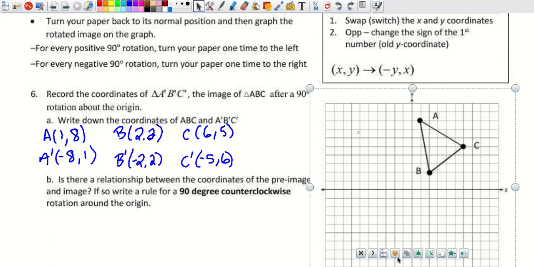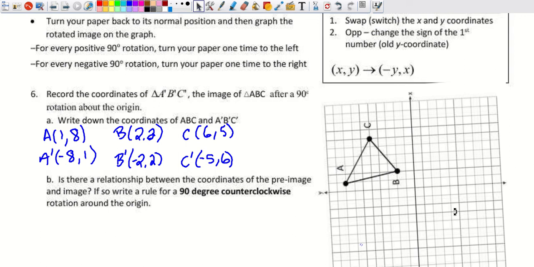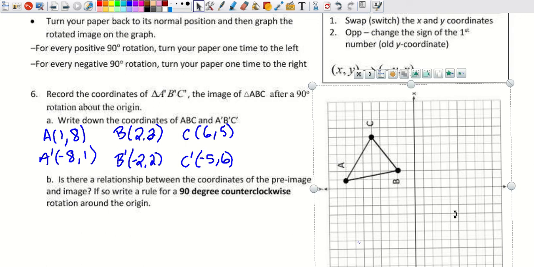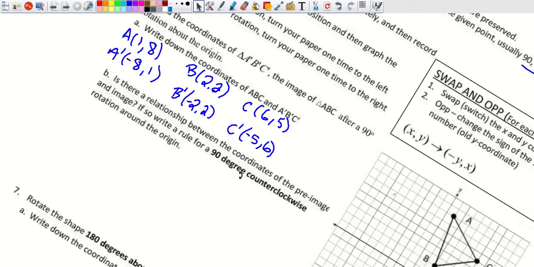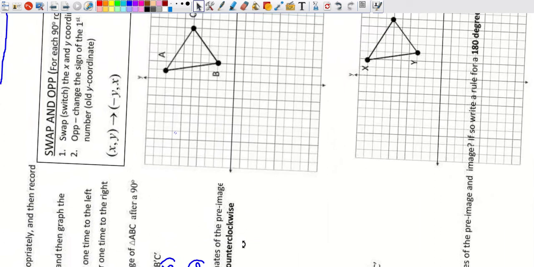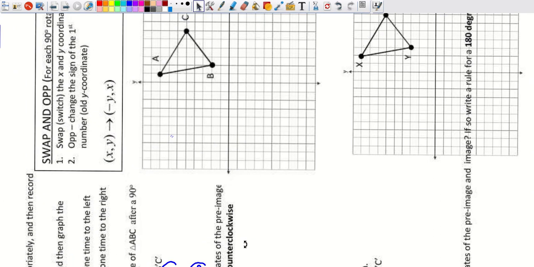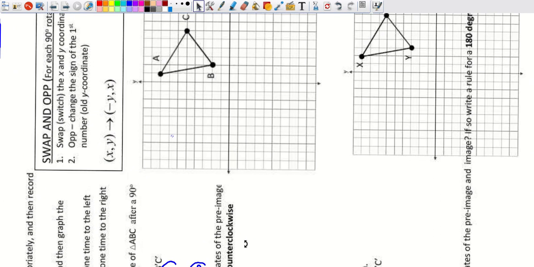So what I'm going to do is take my paper. You guys ready? Do it with me. Take your paper and turn it to the left one time. If you spun your paper, it would have done something like this if you turned it to the left one time. Now we're going to pretend that this is our normal graph. So I'm just going to go back and turn my one graph, but we'll leave it here.